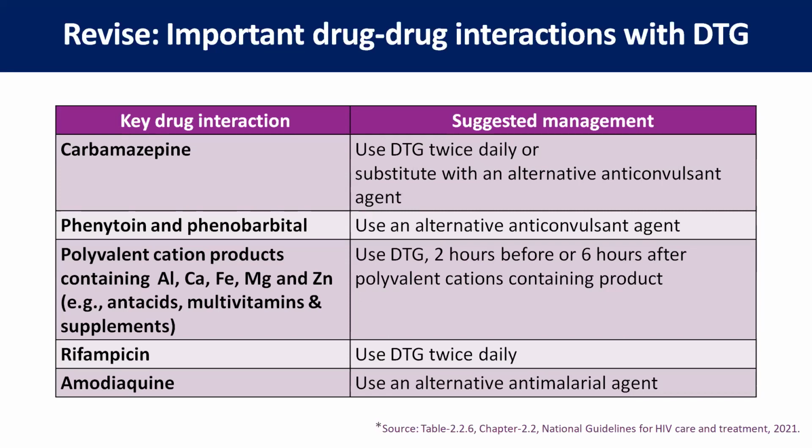If giving iron and calcium and other cationic products, then it should be 2 hours before or 6 hours after taking the drug. If the baby is taking antitubercular drugs containing rifampicin, DTG twice daily is to be given. If it's amodiaquine, though it's not used in pediatrics, that should be changed and alternative agents should be given.